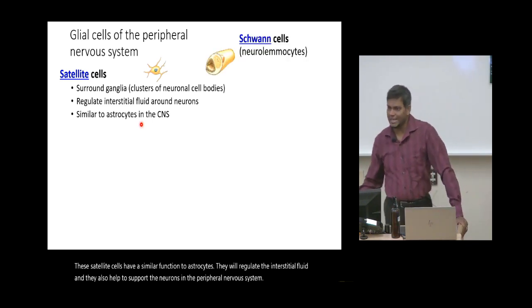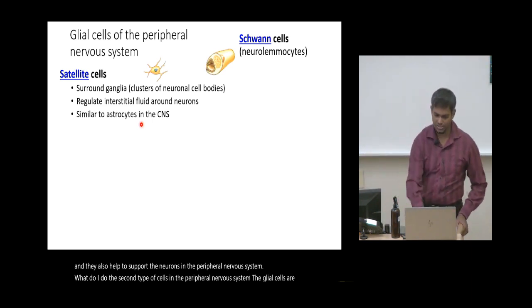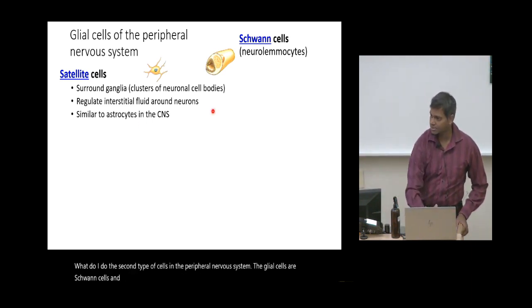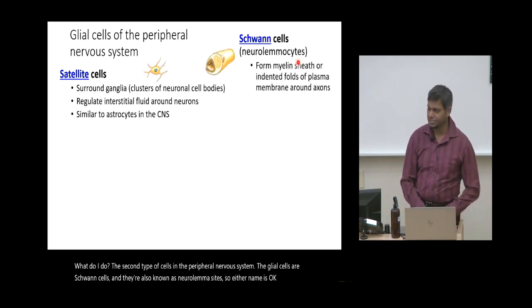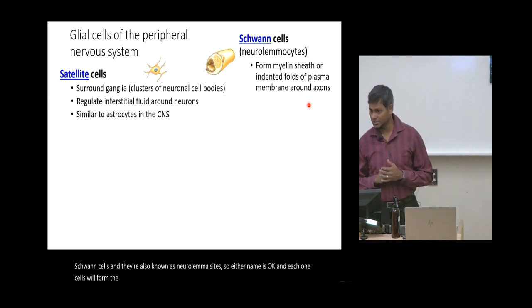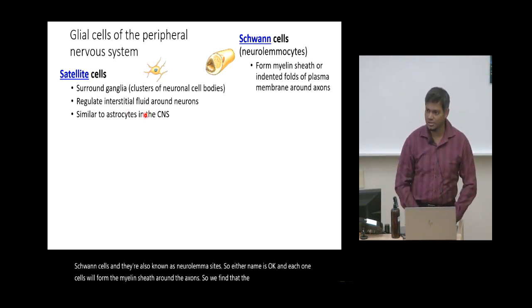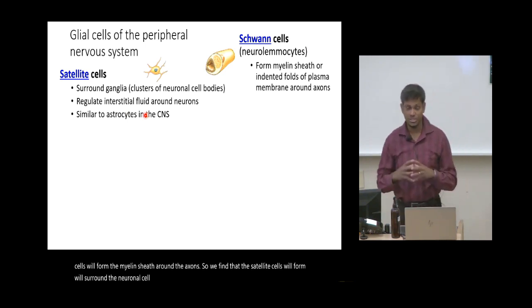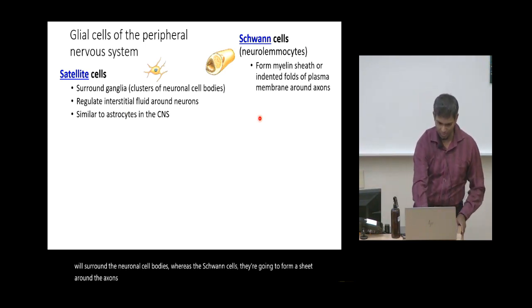Moving on to the second type of cells in the peripheral nervous system, the glial cells are Schwann cells, also known as neurolemmocytes, so either name is okay. These Schwann cells will form the myelin sheath around the axons. The satellite cells will surround the neuronal cell bodies, whereas the Schwann cells are going to form a sheath around the axons. Let's see how this sheath is formed.